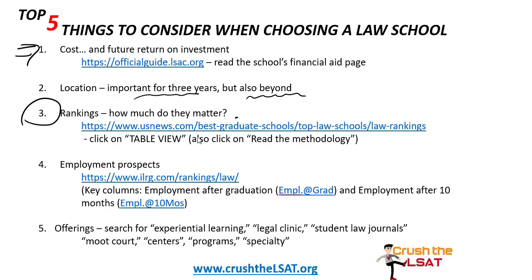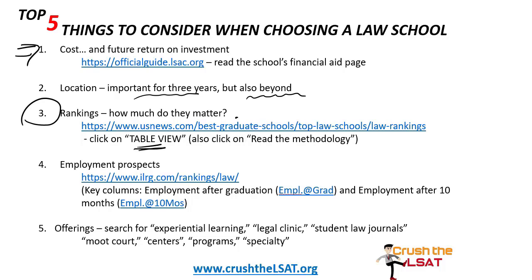Number 3, rankings. And of course, the best known rankings are the U.S. News rankings. Here you'll see the link. A couple things. First of all, when you open it, on the right-hand side you want to click on Table View. You might also want to click on the link that says Read the Methodology. How do they come up with these rankings? Something you want to learn about.